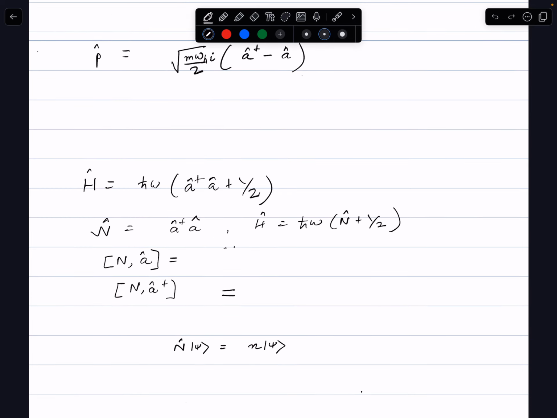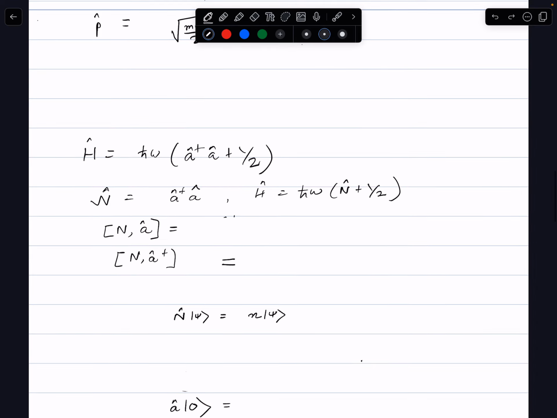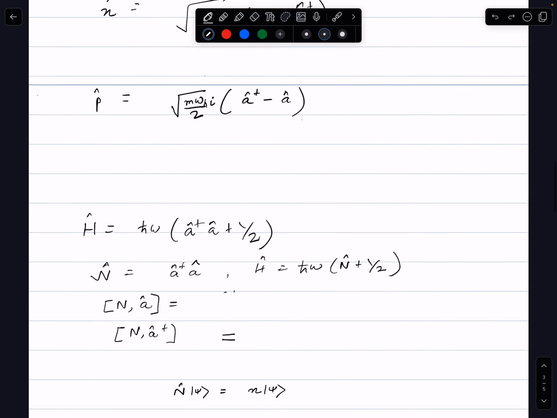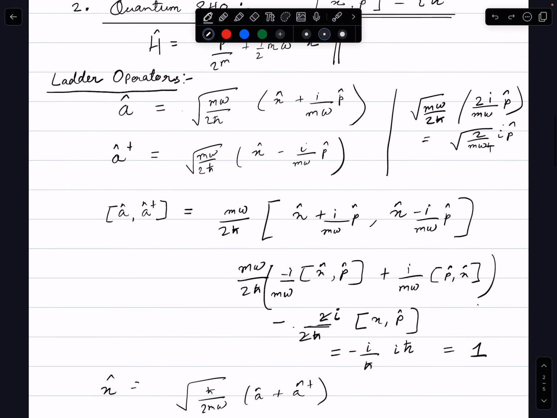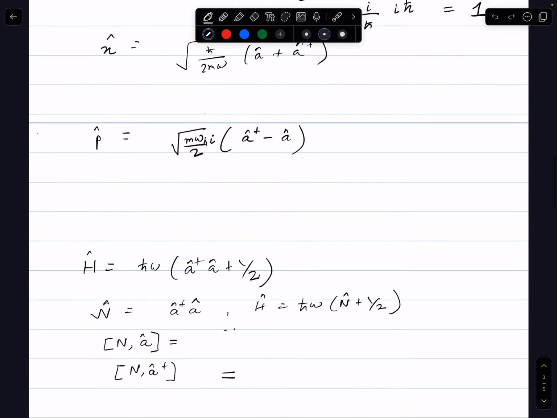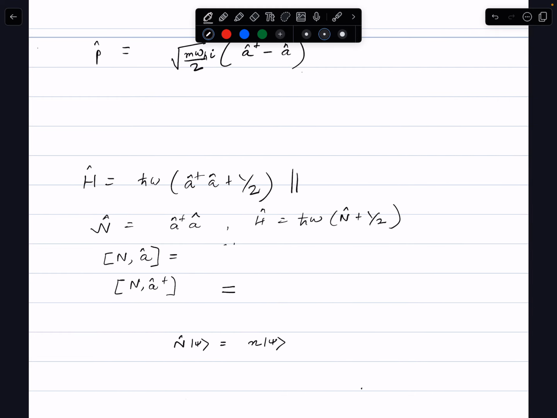Okay, so we can invert this relation also. Now the Hamiltonian, if you substitute this x and p that I just wrote here, you will find that the Hamiltonian looks like this: ħω (A dagger A plus half). So substitute to find.